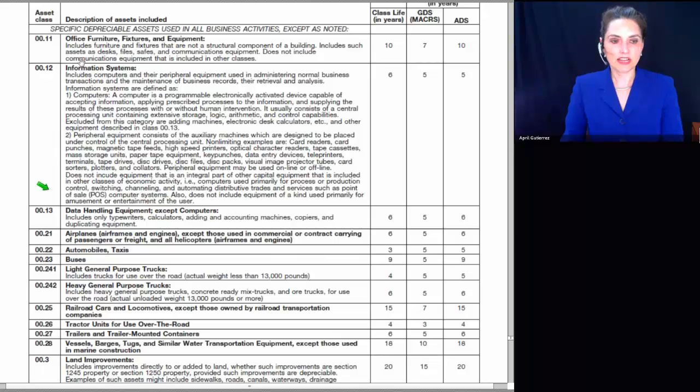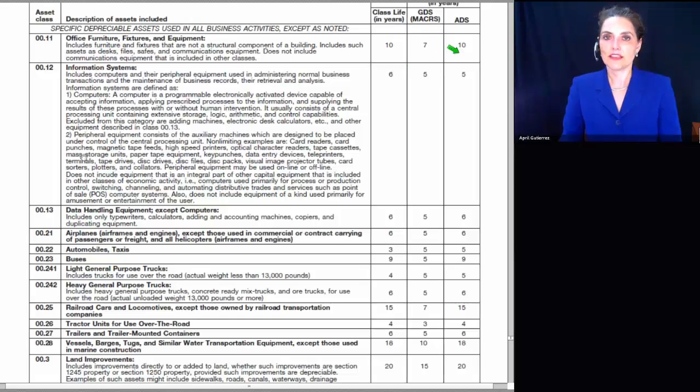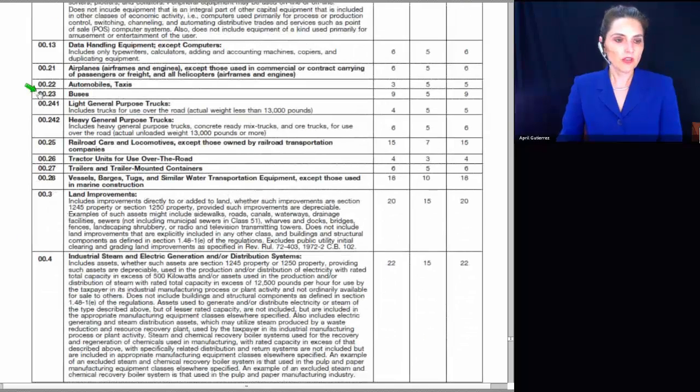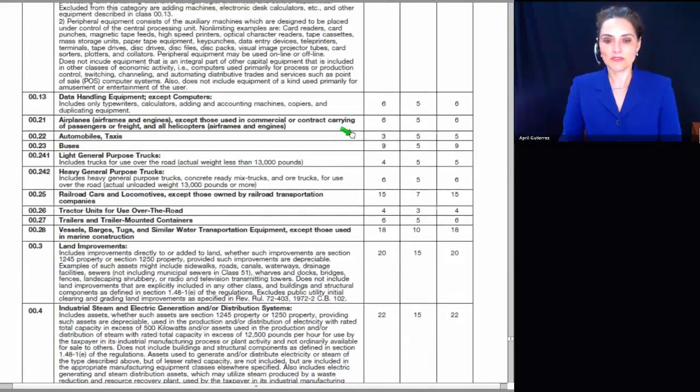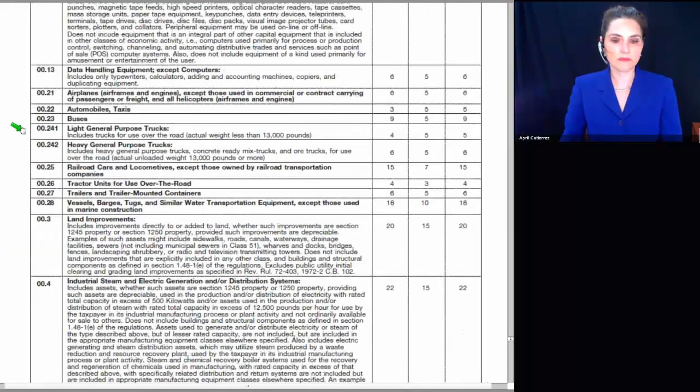So each of these classes has a description of what's included in it. If you have a question about what you can depreciate, this is where you go. If you're looking at an information system, the class life is 6 years. But under both GDS and ADS, the depreciable life of that asset is the same at 5 years. We've also got a class for airplanes. We've got a class for automobiles and taxis. And the class life of an auto or a taxi is considered to be 3 years, but the depreciable life, oddly enough, in this case is higher, set at 5 years.